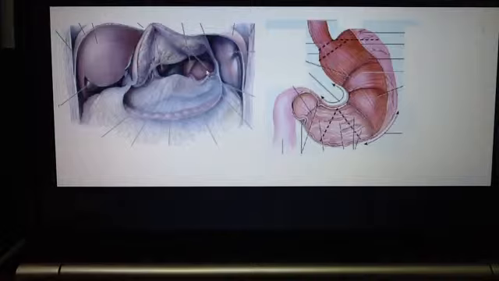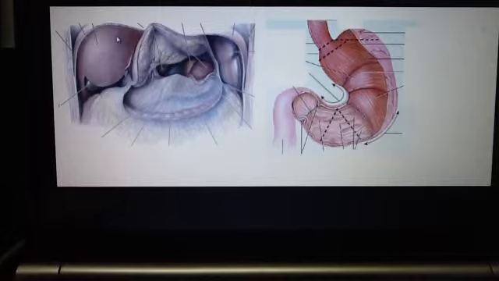So a double layer of peritoneum extends between the stomach and the liver and duodenum and liver, which is called the lesser omentum. And then there are also two layers of lesser omentum which wrap around the stomach and leave the greater curvature, which is known as the greater omentum.